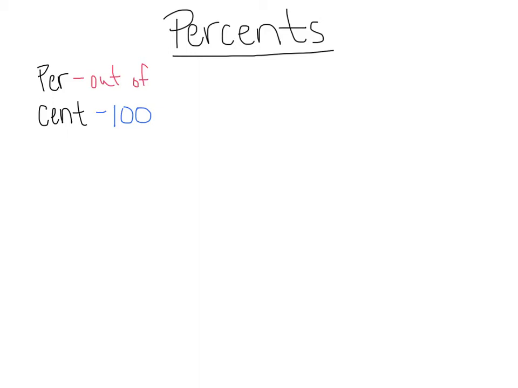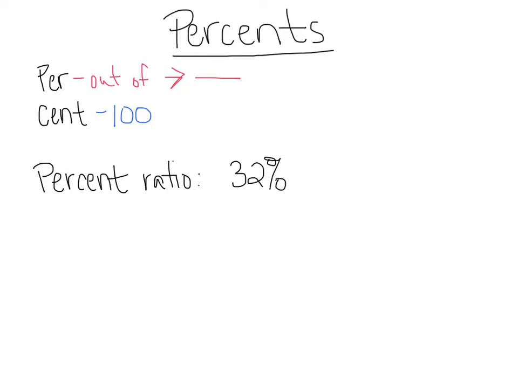Now the word out of, we can use the vinculum or the fraction bar to mathematically represent out of. So percents can be written in a ratio form. So percent ratio is just taking your percent number, such as 32%, and writing it out of 100, because percent means out of 100. So you would change it to 32 over 100.